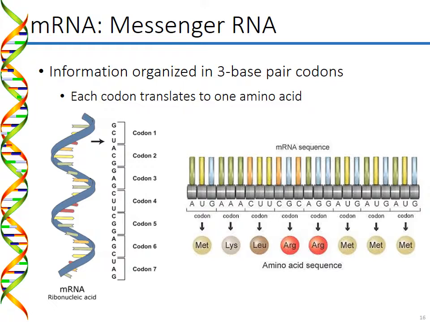On the example sequence in the figure on the right, you can see that the first 3 base pairs, AUG, encode the amino acid methionine. The next three base pairs, AAA, code for the amino acid lysine. The next, CUU, encode leucine, and so on.